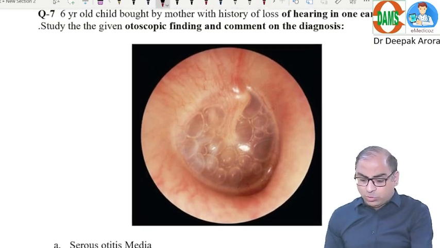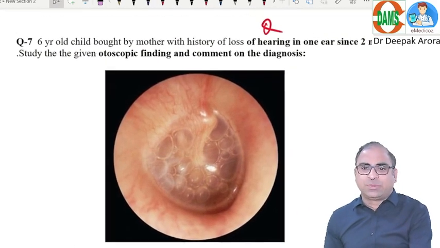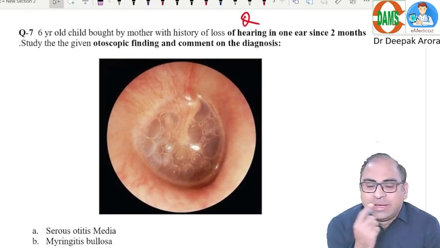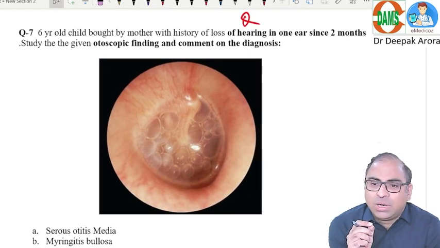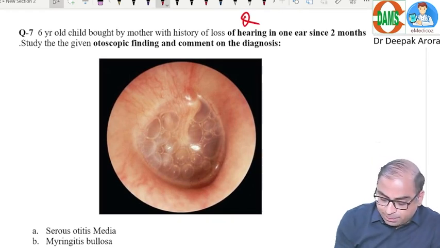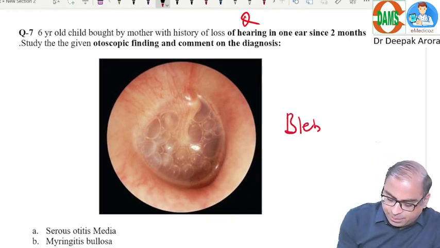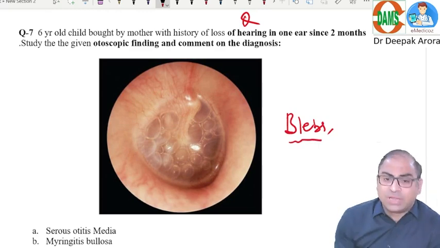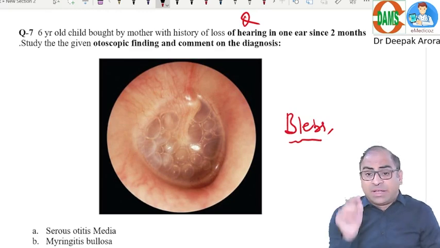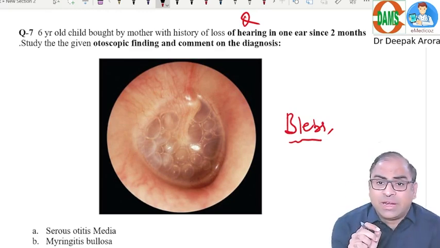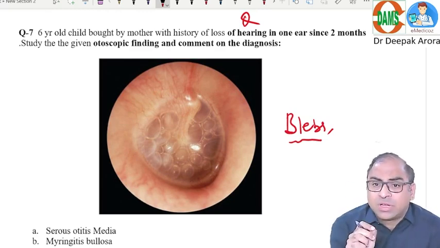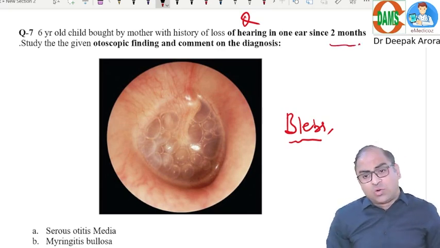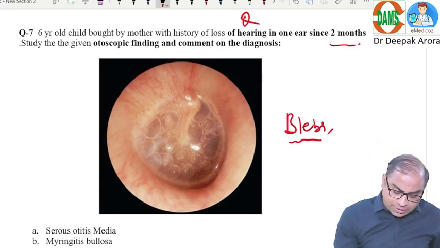Now, what is the keyword, beta? Anyone who can write in the chat box, what should be the keyword? You tell me. Painful swellings, painful blebs, painful vesicles over the tympanic membrane go in favor of myringitis bullosa. But the examiner is giving you a keyword of hearing loss. If hearing loss is there for the last 2 months, they're going in favor of ET tube dysfunction, in favor of serous otitis media.